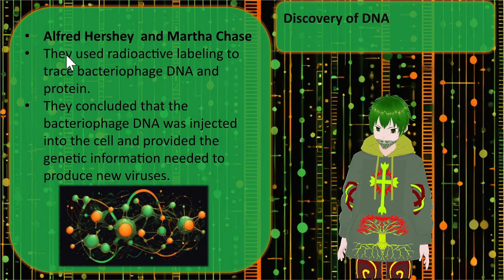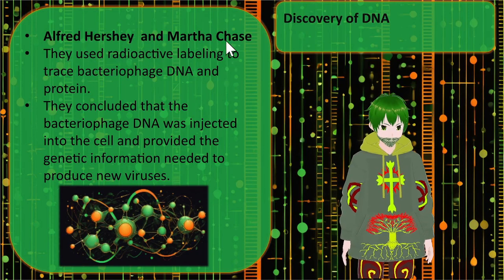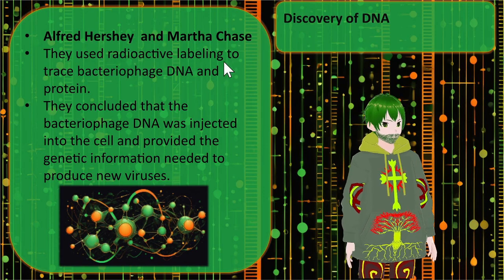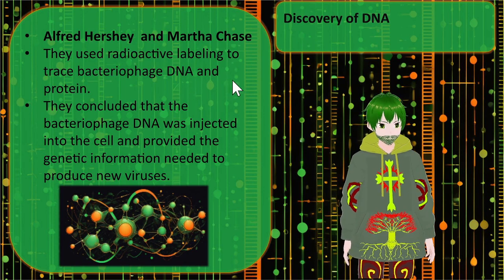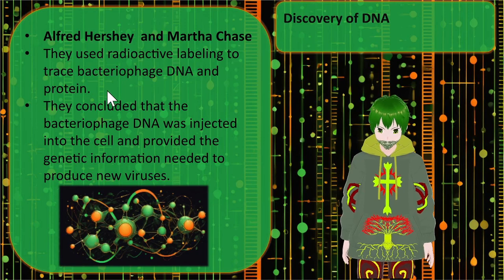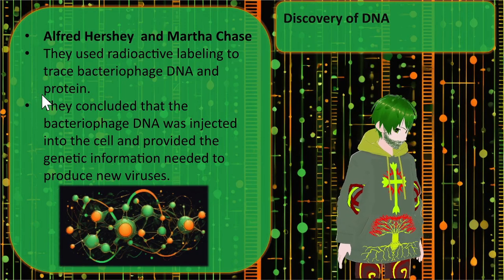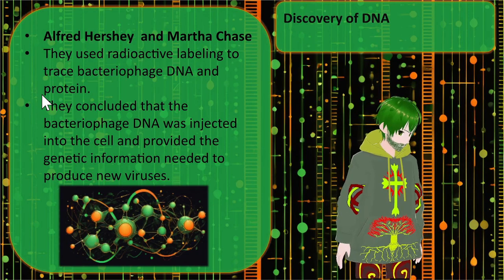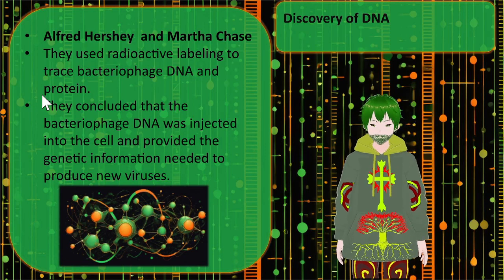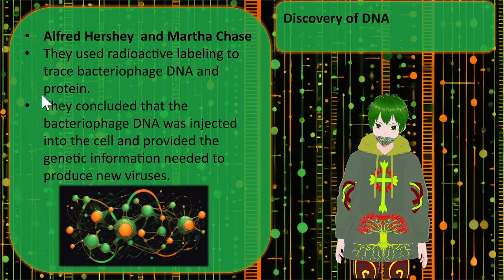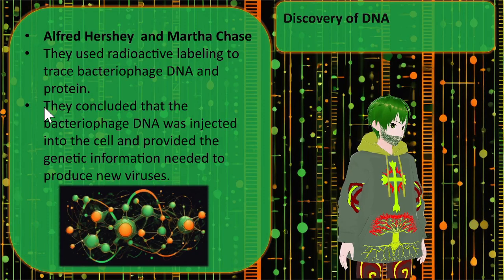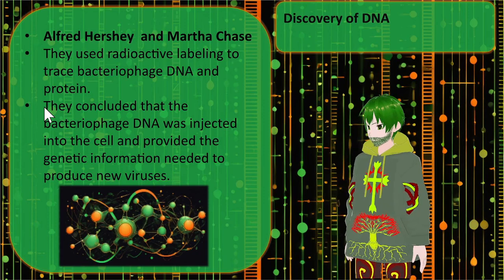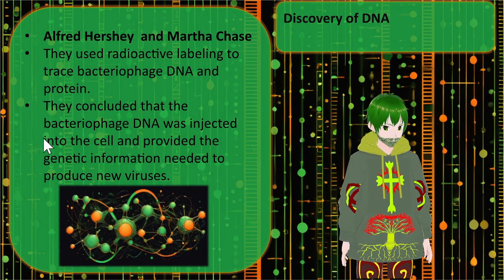Okay, after this came Alfred Hershey and Martha Chase. So Hershey and Chase used radioactive labeling to trace bacteriophage DNA and protein, right? They made some bacteriophages that had the protein radioactively traced, meaning it had, say, carbon 14 or some kind of carbon with a radioactive component that can be seen, incorporated into the virus. So they tagged the protein and they tagged the DNA.